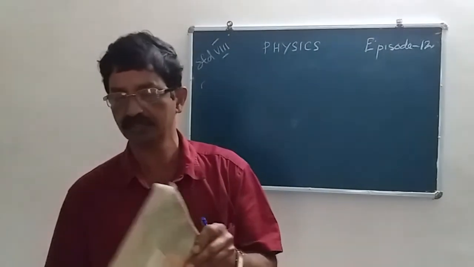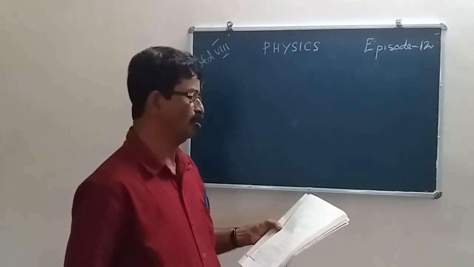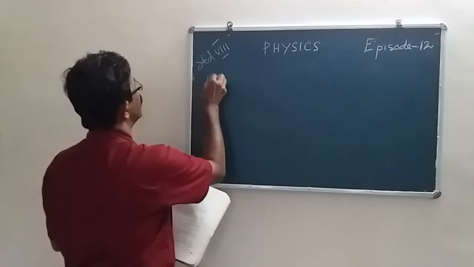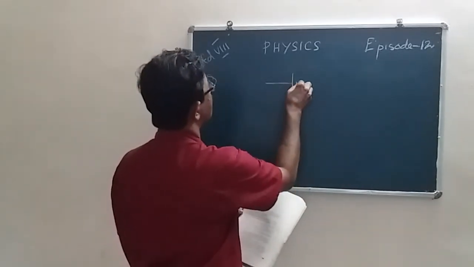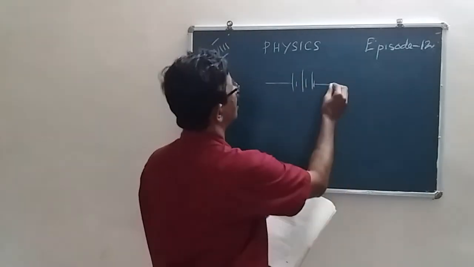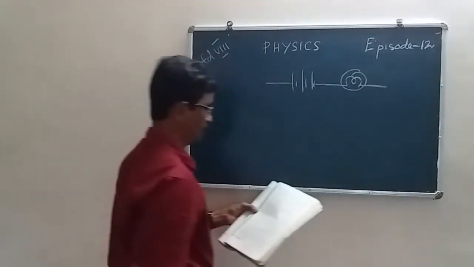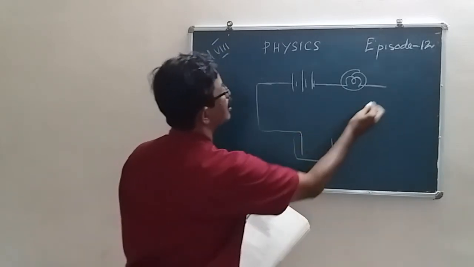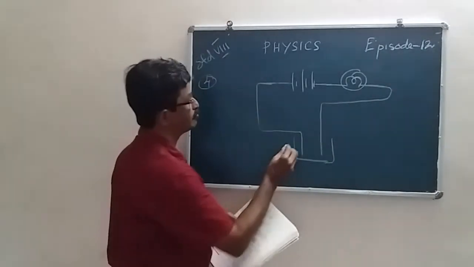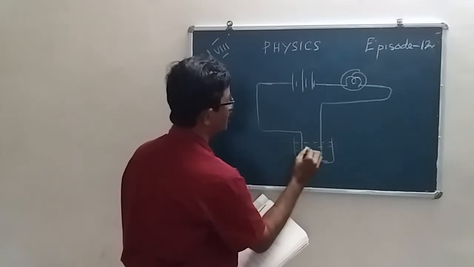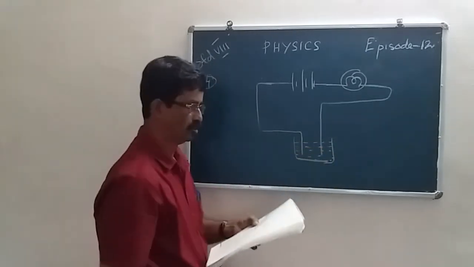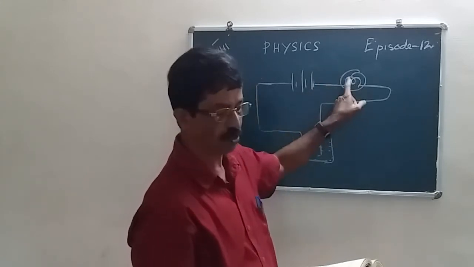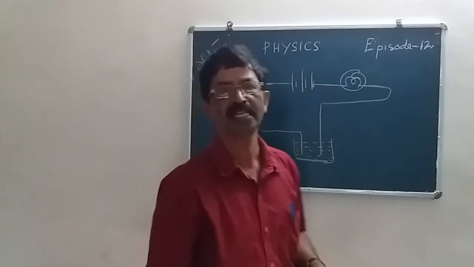Question number 4. The bulb does not glow in the setup. List the possible reasons. Explain your answer. Here a diagram is given. That is a battery, and here a bulb. This is the question given here. In this given setup, the bulb is not glowing. List the possible reasons. Explain your answer.